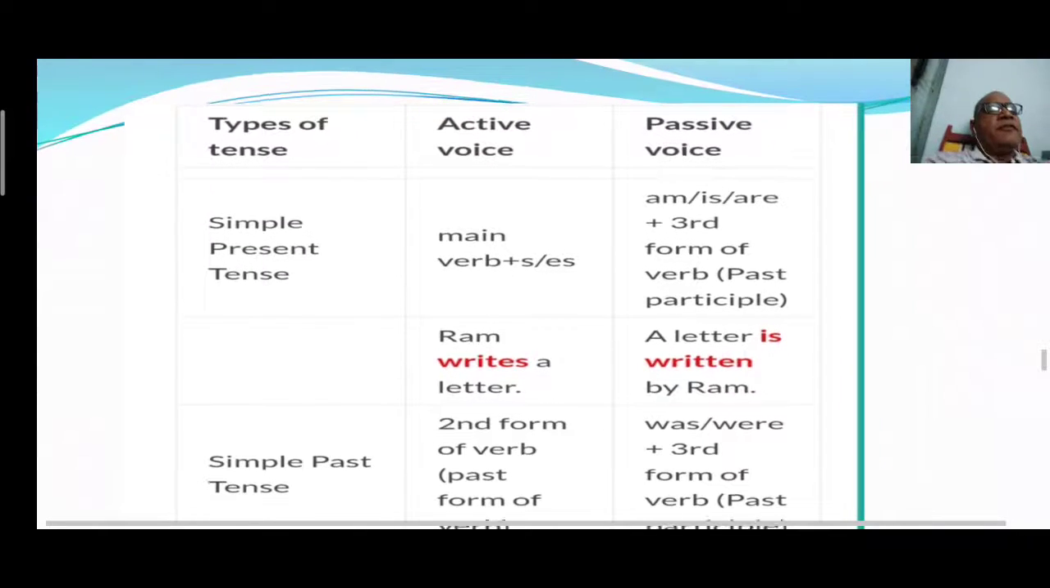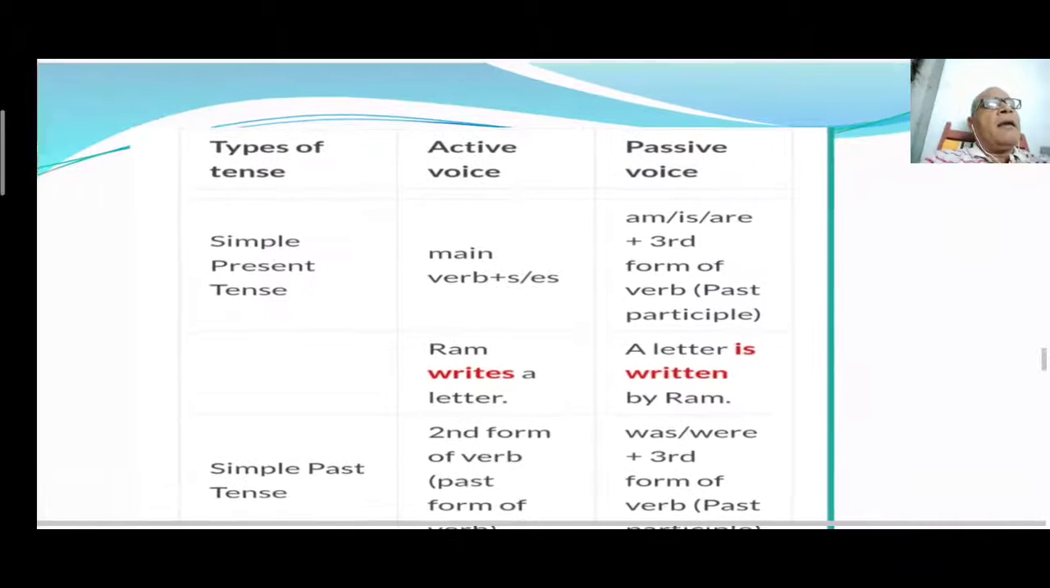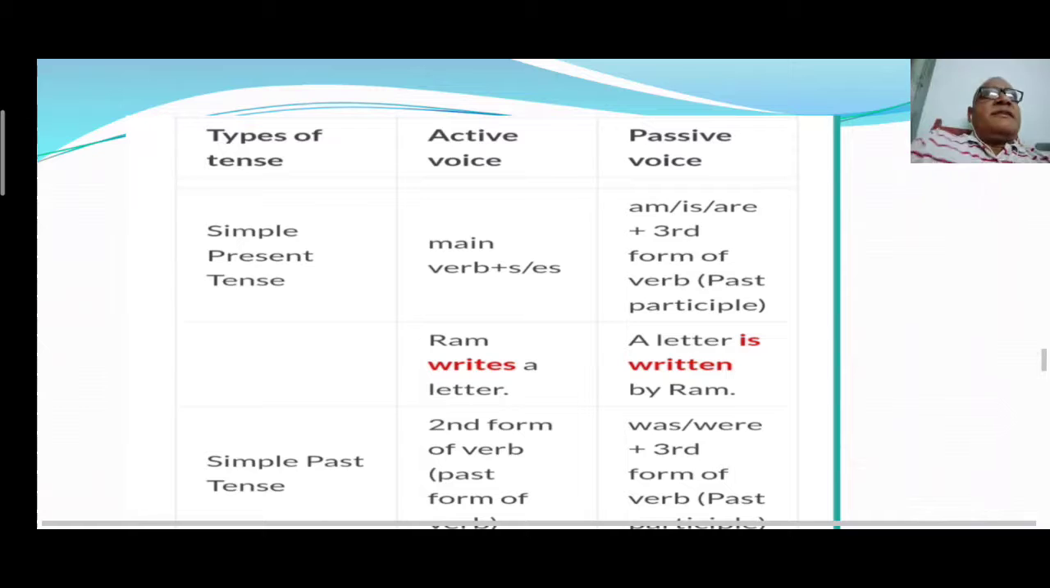So in such a way, for example, I play cricket. I is singular, play cricket. Cricket is the object, so it becomes the subject. So we need to start with the object. Cricket is singular. Cricket is played by I. Instead of I, write the passive form of it, by me.